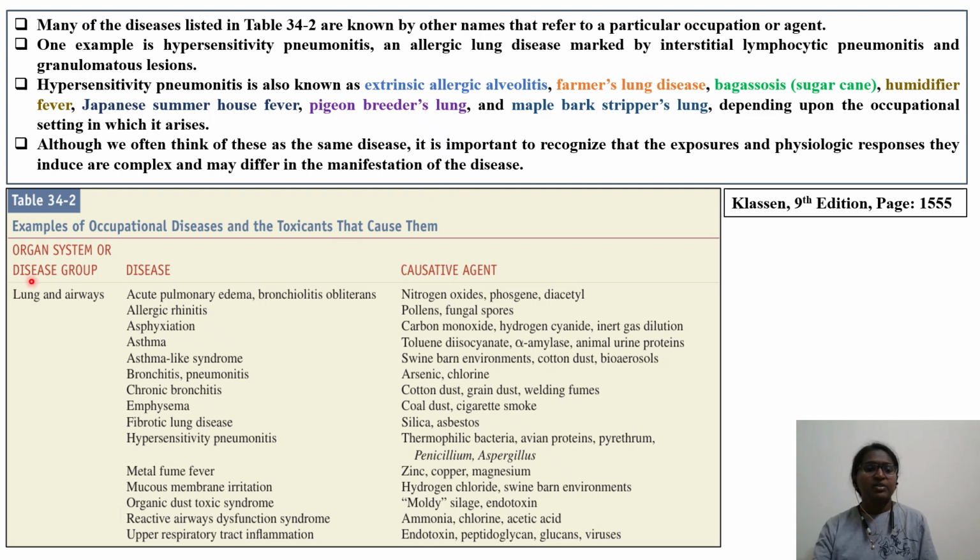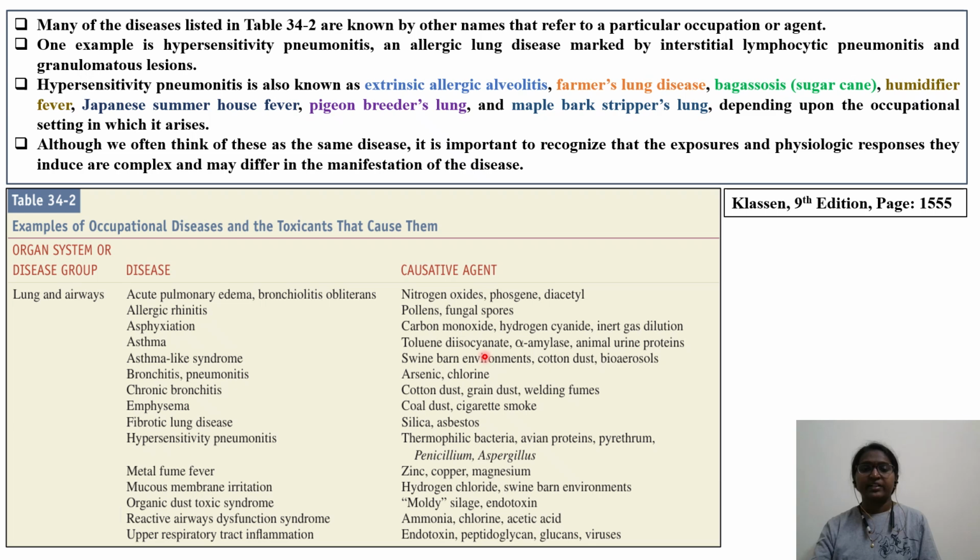Okay, so in addition, we will be reading table 34.2, which contains examples of occupational diseases and the toxicants that cause them. Here we have organ system or disease group. I have only concentrated on this particular part of the table, that is lung and airways. There are other organs also there, but the diseases which are caused are acute pulmonary edema and bronchiolitis obliterans. The causative agents are nitrogen oxide, phosgene, diacetyl. Allergic rhinitis, running nose: pollen and fungal spores. Asphyxiation, difficulty in breathing: carbon monoxide, hydrogen cyanide, inert gas dilution. Asthma: toluene diisocyanate.